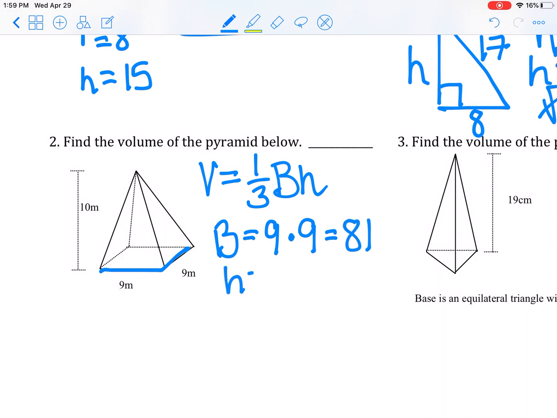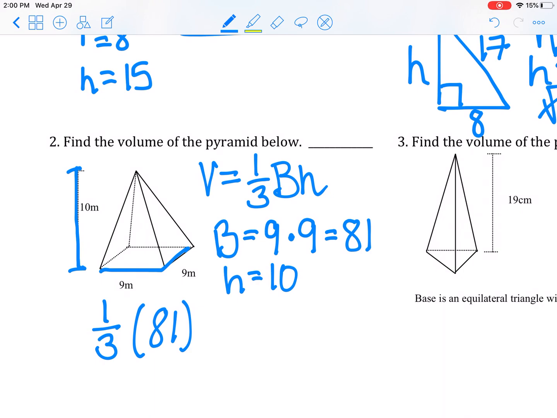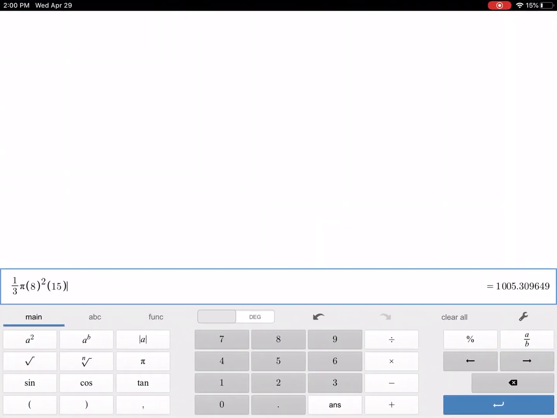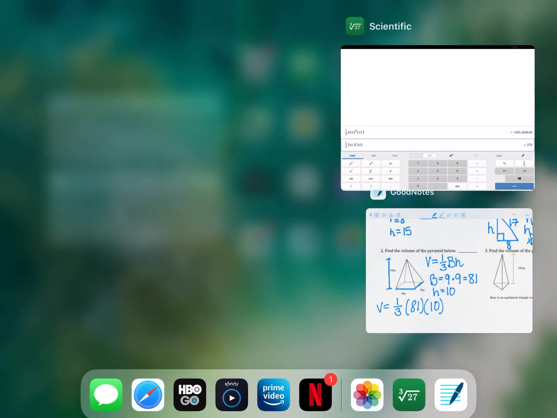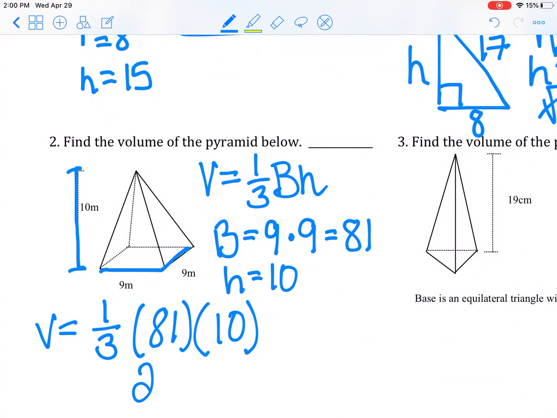And our height is given at 10 meters, right here. So let's plug that right into our volume formula. We get 1/3, 81, times 10. Hop on over to the calculator. 1/3 times 81 times 10, we get 270. So our volume is 270 meters cubed.